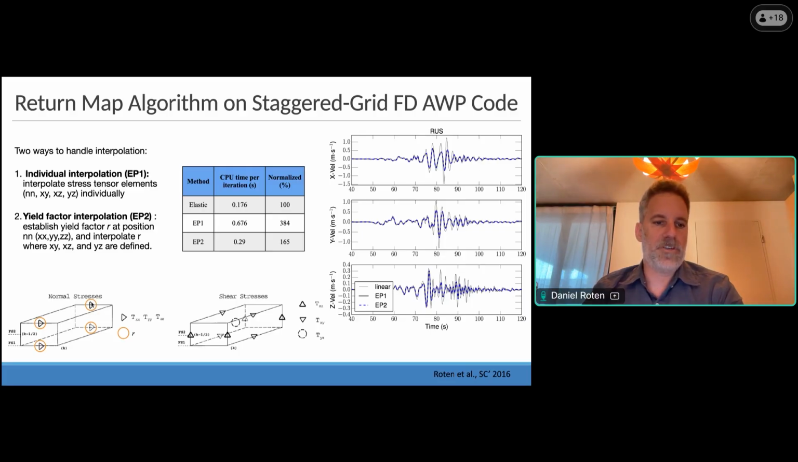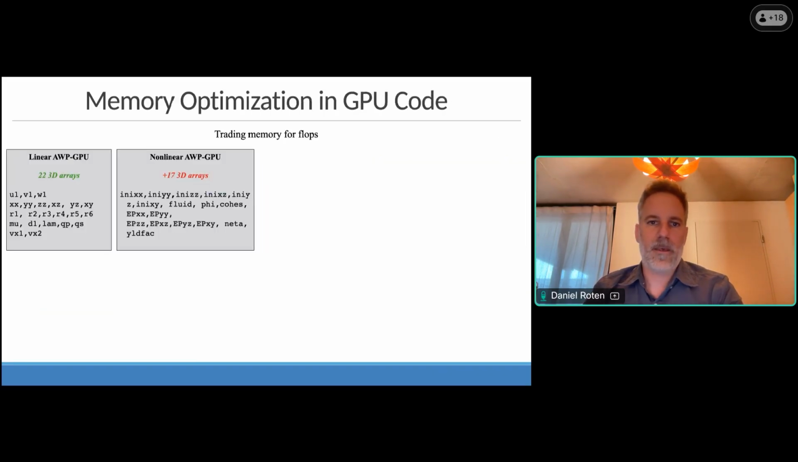So when you want to evaluate this criterion, for example, where the normal stresses are defined, you just have to interpolate from nearby grid points, which is not at all complicated, but it becomes computationally expensive. In our first implementation, we individually interpolated the stress tensor elements at each location where the normals and the 3 shear stress tensor elements were defined. But with that configuration, the nonlinear simulation was about 4 times more expensive than a linear one.